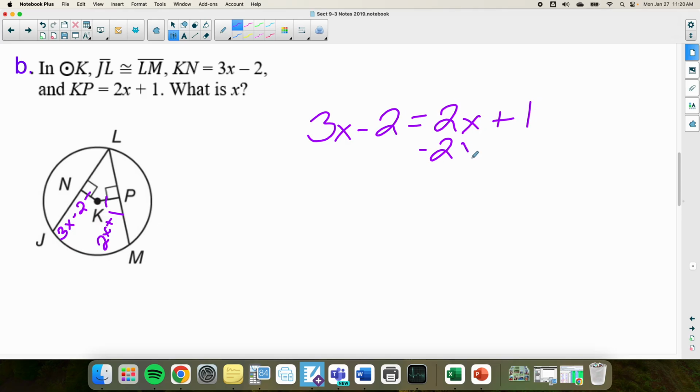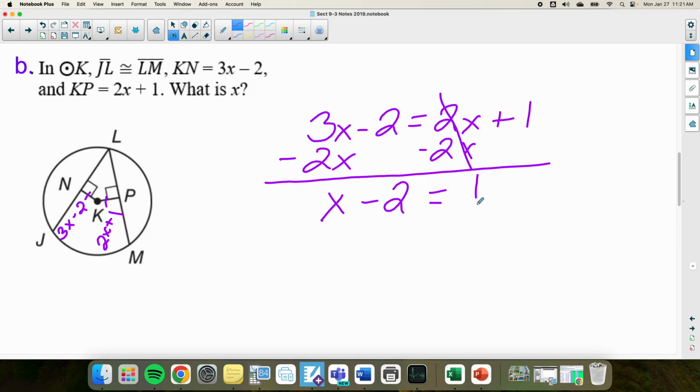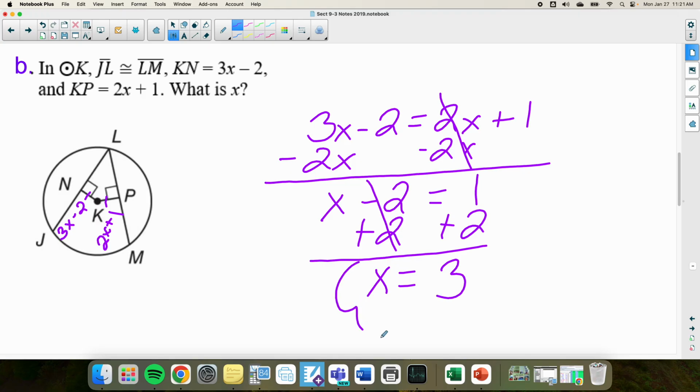So I'm going to subtract 2x. Okay, 3x minus 2x is x, minus 2 equals 1. Then I'm going to add 2, and x is 3. All right.